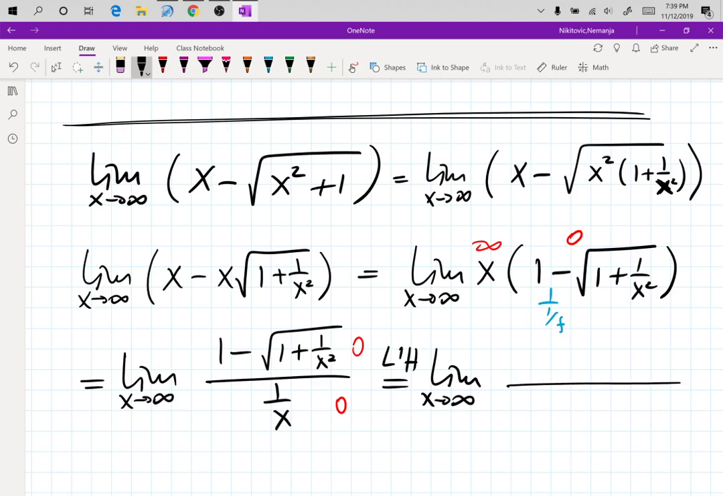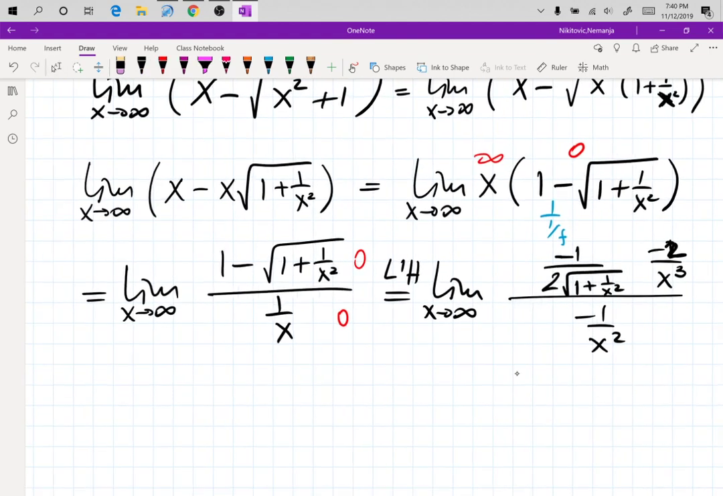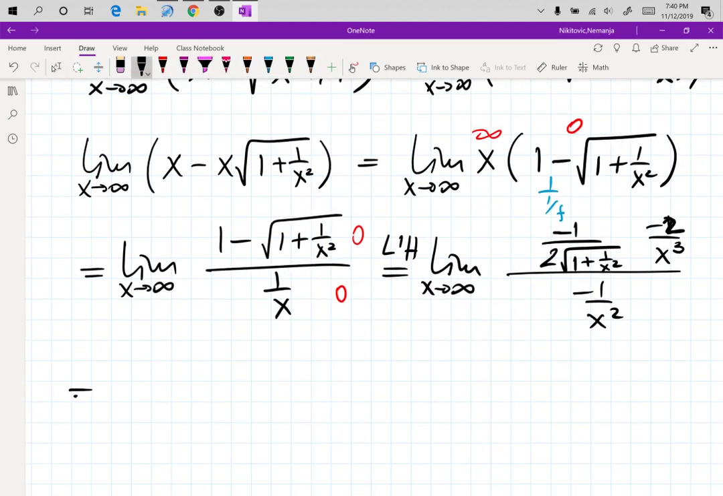So what do I have? I have denominator is negative 1 over x squared. That's cheap and fast. In the numerator, derivative of 1 is 0. I have a negative 1 over 2 times the square root as is, times the derivative of the square root. It's going to be negative 1 over x cubed, times negative 2 over x cubed. This is a negative here, so I can put it on the 1. There we go. I have 3 negative signs.